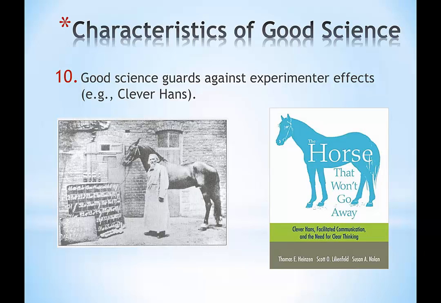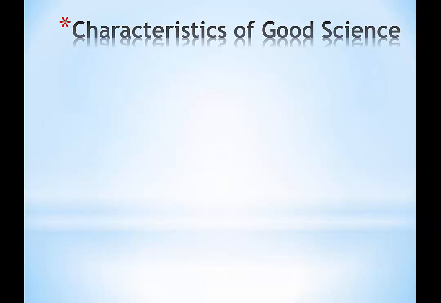There's a recent book by Heinsohn, Lilienfeld, and Nolan about this. Really interesting book. I highly recommend it. And the Clever Hans story is a good read. So dig into that and look into this notion that we want to be sure as experimenters that we're not contaminating the research study that we're trying to do. We want to be as distant and objective as we possibly can be.